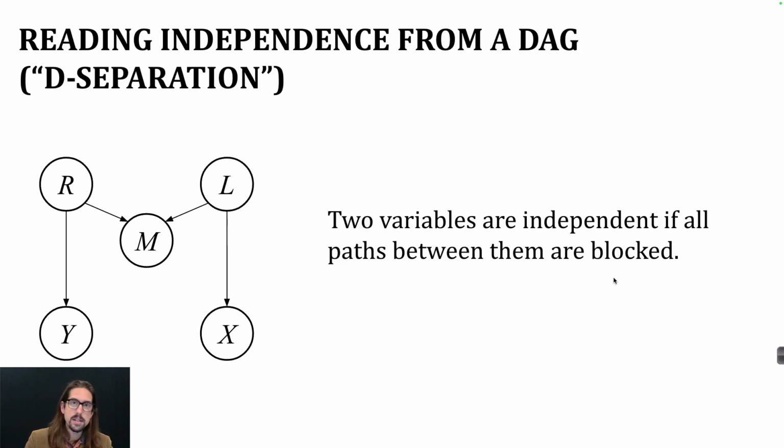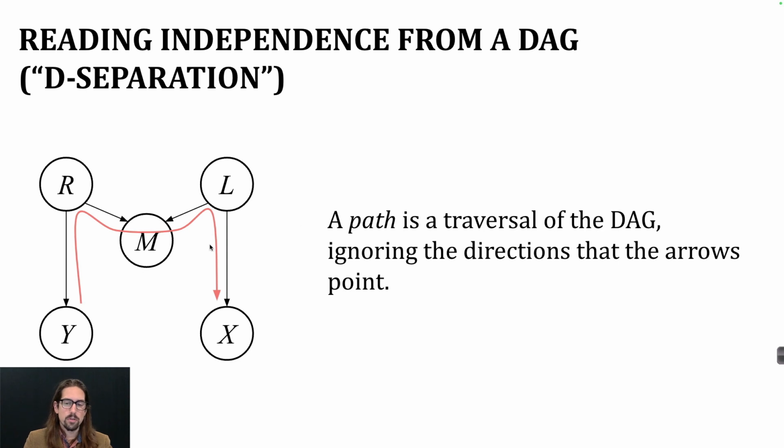This game is called D-Separation, and I think it's pretty fun. Hopefully you do too. The rule is that two variables are independent if all paths between them are blocked. We're going to describe what paths are and what blocking is in a second. A path is a traversal of the DAG, ignoring the directions that the arrows point. If I'm talking about a path between y and x, I just need to follow the lines between y and x to get from one to the other. Here I can go from y to r, r to m, m to l, l to x. So the path does not care which way the arrows point.